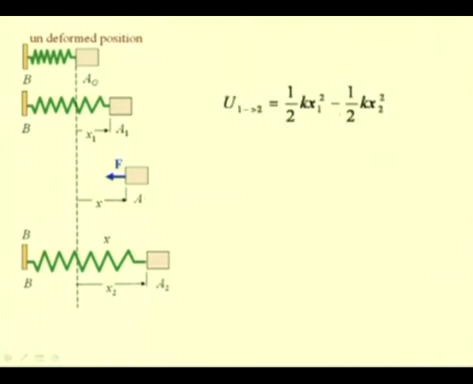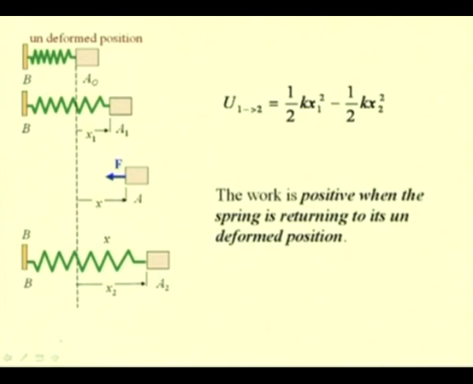If we again see this term, this work is positive when the spring is returning to its undeformed position. That means when the body moves from A2 to A1, this work is positive, or the work is done by the spring on the body.